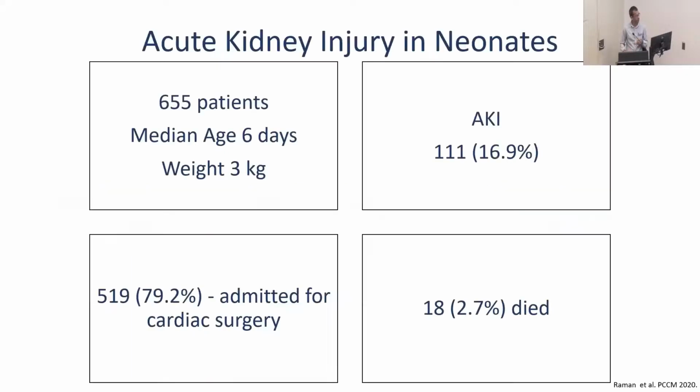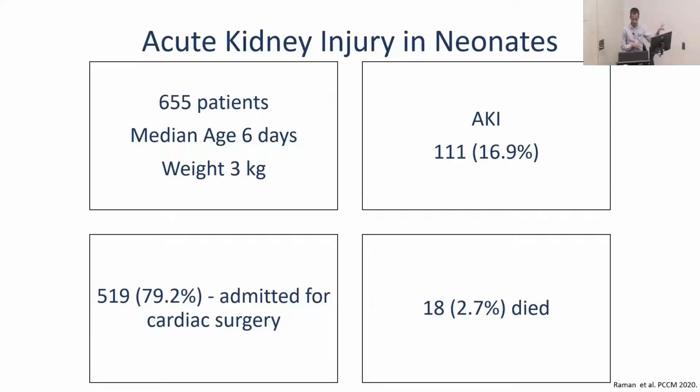CRRT, I'll keep it brief in this section. This was just our group of patients, 4 years worth, about 650 children. The incidence of AKI was about 17%. And if you were to compare it to the other metrics that have been reported, it's about 5%. So higher incidence of AKI in the cardiac population. So quite a lot of them were 80% of them post-cardiac surgery.